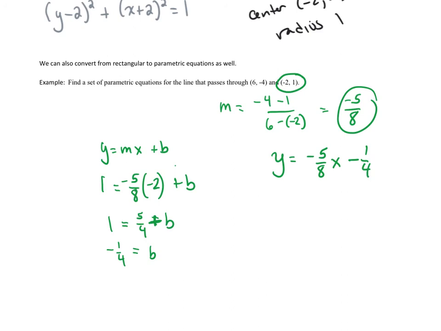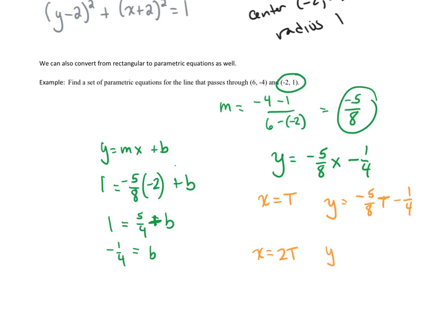Now, as far as my parameter, if I want to make it a parametric equation, I can really pick anything I want. So for example, if I want to make my parameter, well, the easiest one is just to pick x equal to t, and y would equal -5/8 t minus 1/4. But that's kind of obvious because you're just replacing the one variable with another. Let's say I do x equal 2t.